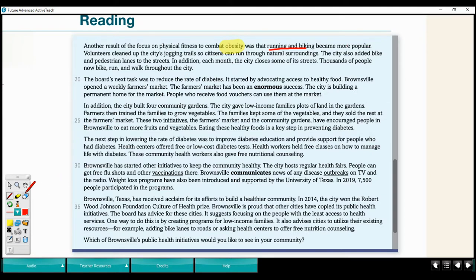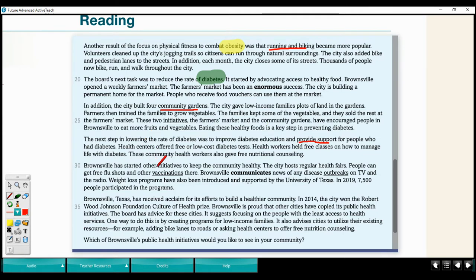The author's next task, or the next topic that the author wants to deal with, is diabetes. And now each one of these points discusses how the community dealt with diabetes. The first point was to create community gardens. The next point was to provide support for families through health centers.